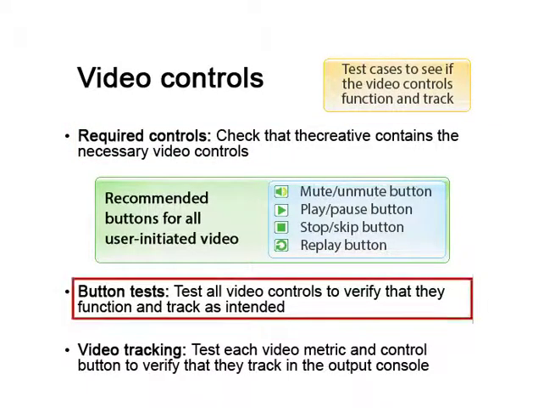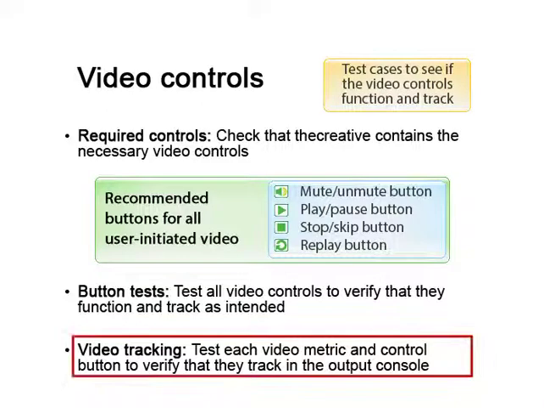You should also test each video control button to verify that it works as designed. If a button does not control the video, or if it also triggers an exit, this is a functionality issue, and the creative should be rejected. At the same time, you should check that the buttons track correctly in the output console.